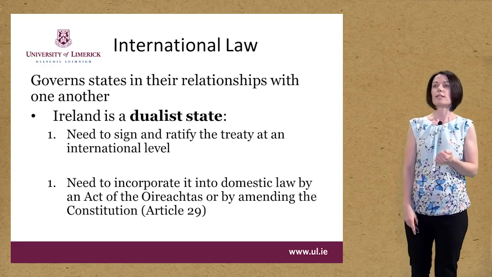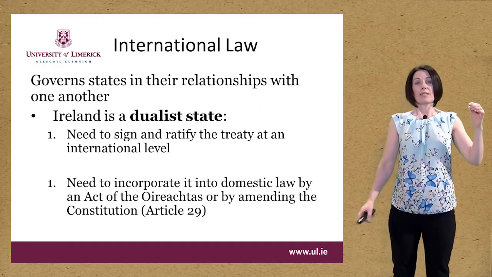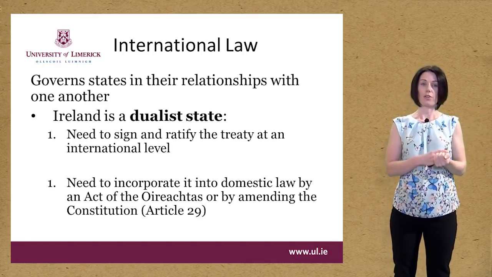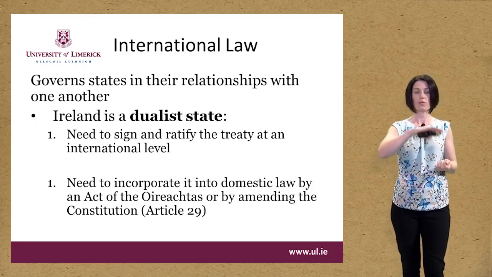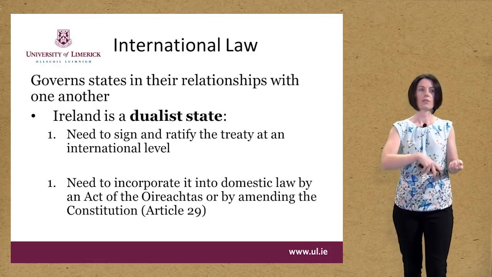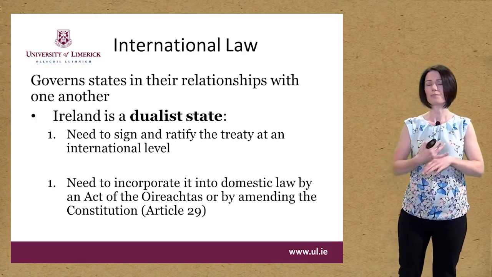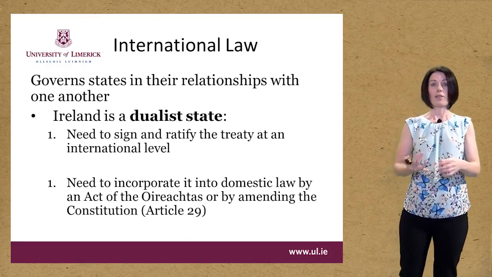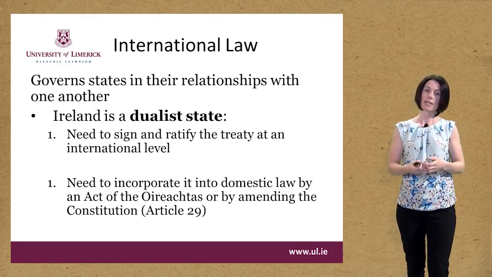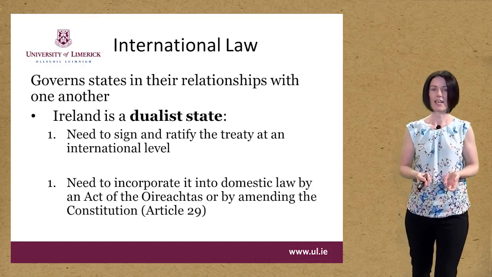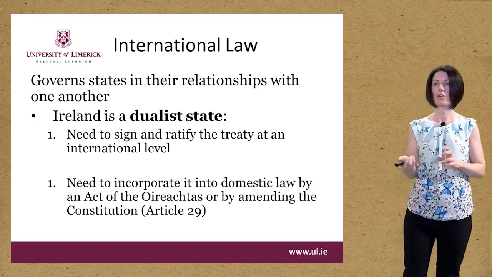So another source of law is international law, and international law governs states in their relationship with one another. So while international law at a general level applies between the relationships between one state with another, so for example Ireland with England, with the United Kingdom, or with France and Germany, for example. Whereas national law is the relationship between the state and individuals within the state, and between individuals and individuals.